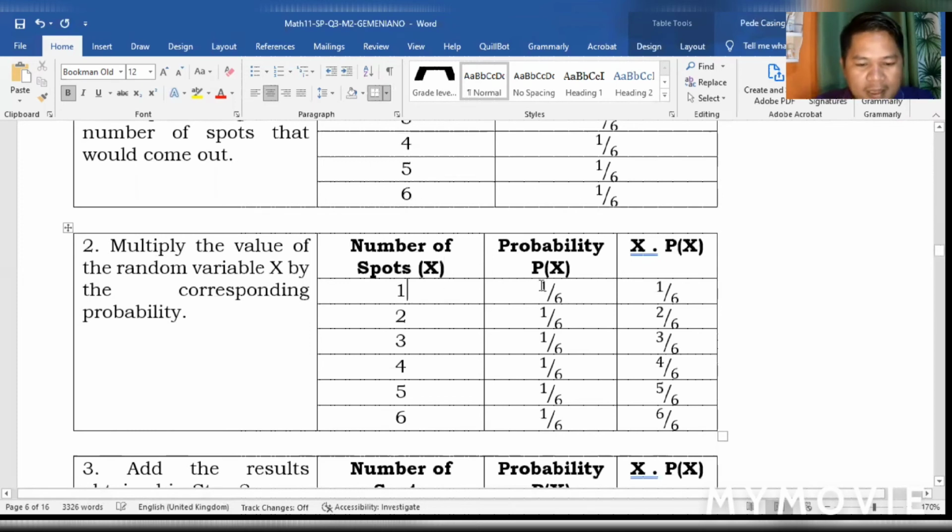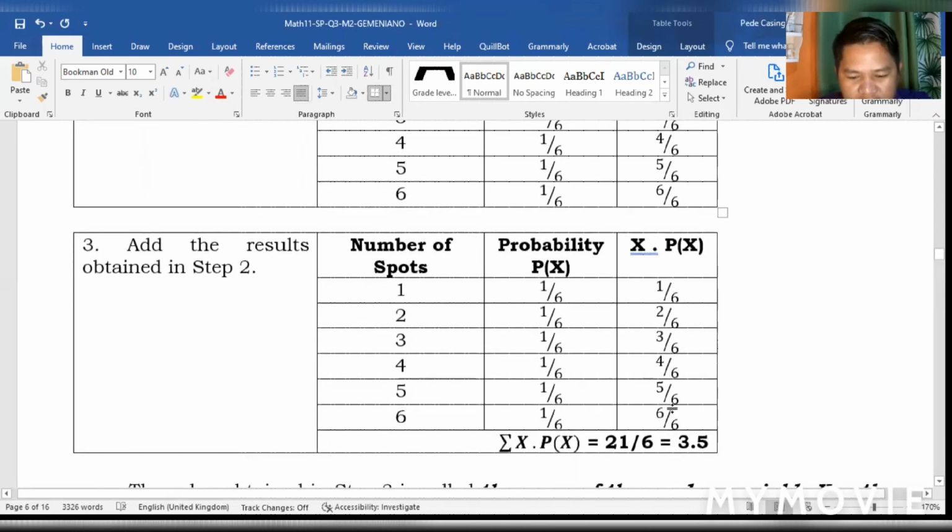So we have 1 times 1/6, that is 1/6. 2 times 1/6, that is 2/6. 3 times 1/6 is 3/6. 4 times 1/6 is 4/6. 5 times 1/6 is 5/6. And 6 times 1/6 is 6/6.